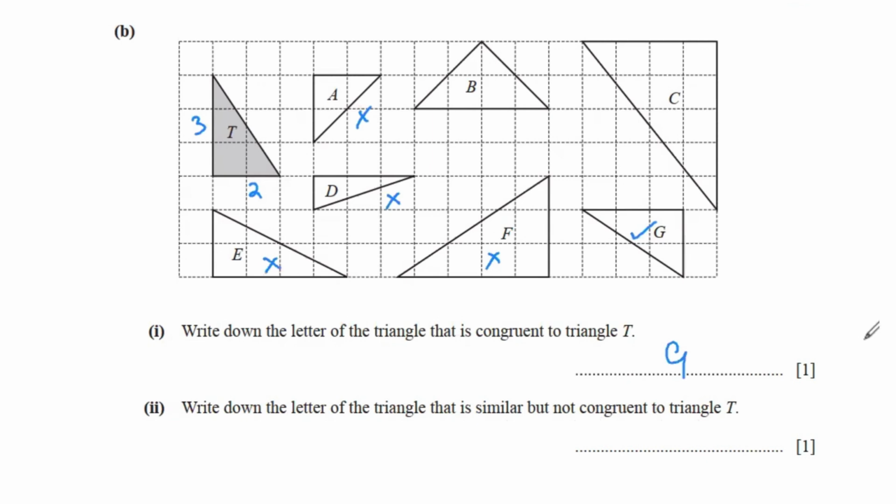Then write down the letter of the triangle that is similar but not congruent to triangle T. So if it's similar, that means it's being increased or decreased by a scale factor. So if we look at the shapes, we can look at shape C first. Its base is 4 and height is 5. They're not being increased by the same scale factor over here, so this doesn't work. If we look at F, that also doesn't work.